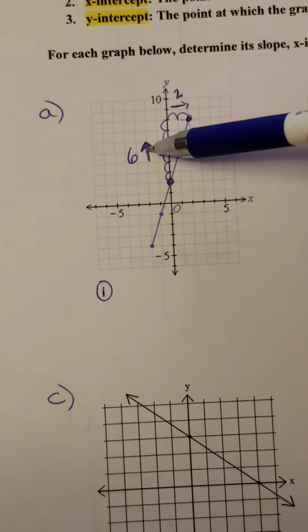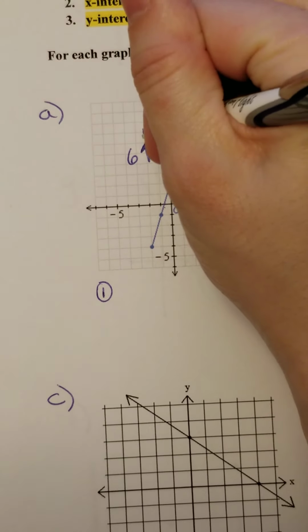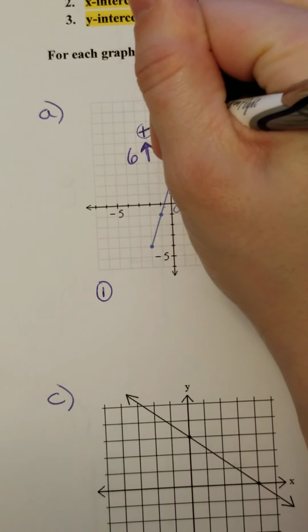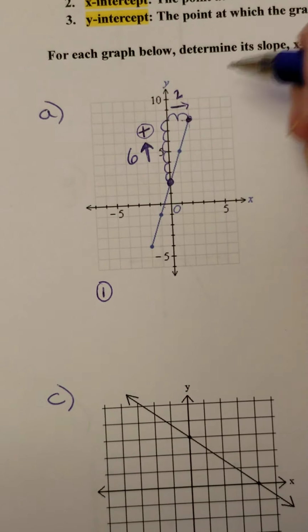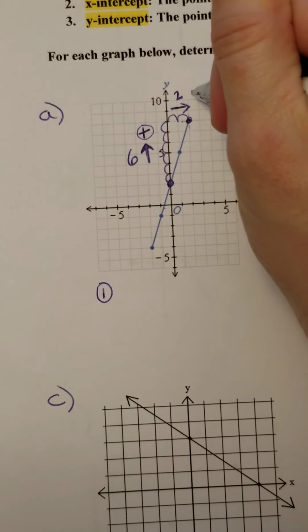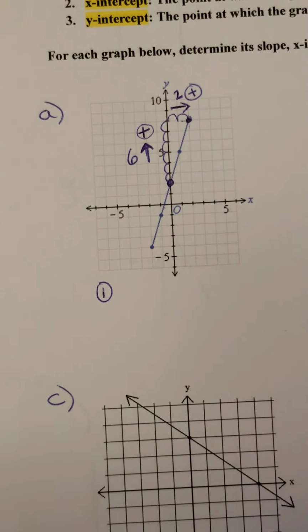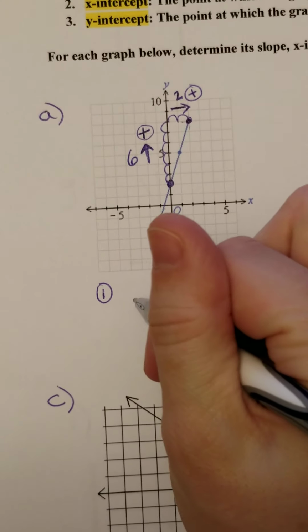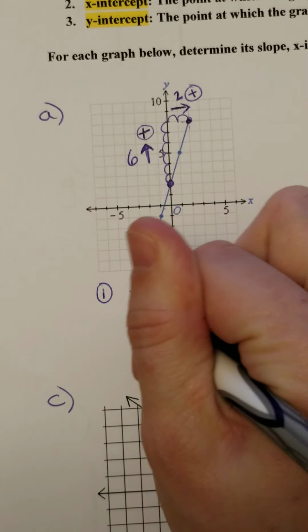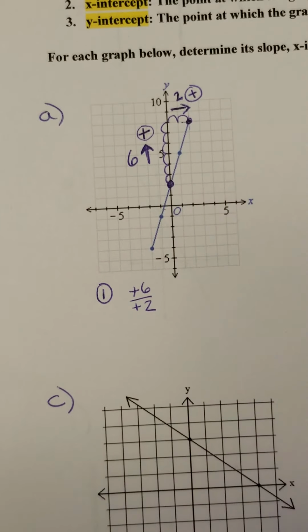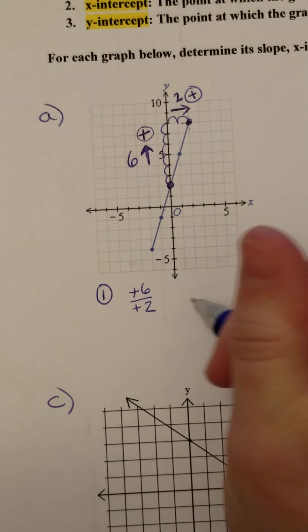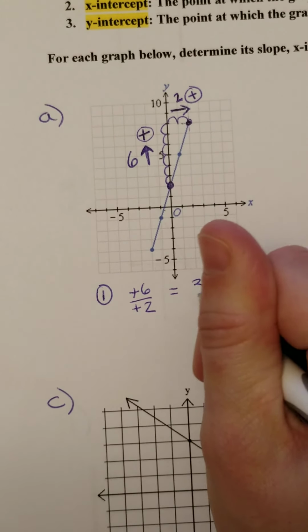Now, because you went up usually means positive. Actually, up always means positive when we're talking about this stuff. And because you went to the right also means positive. So our rise is positive 6 and our run is positive 2. And then all you do is simplify that.